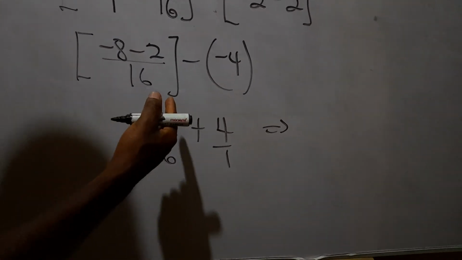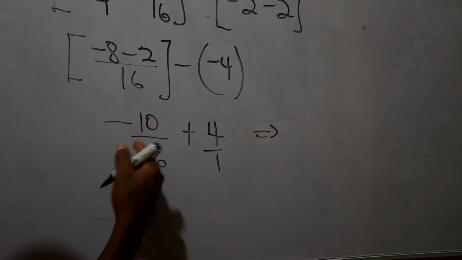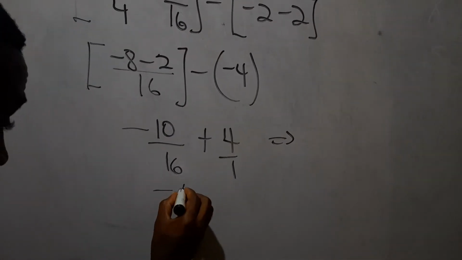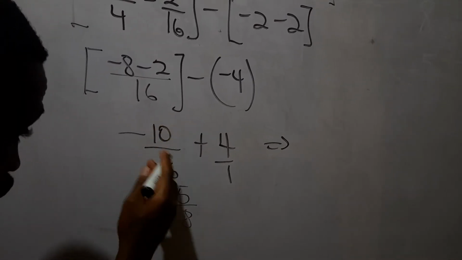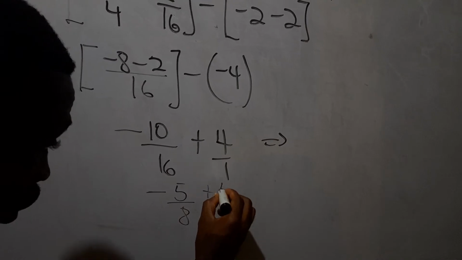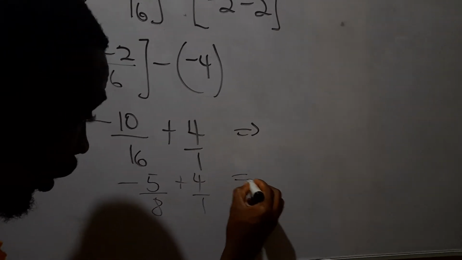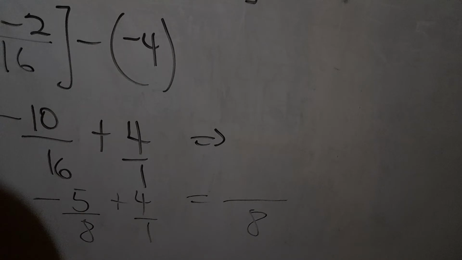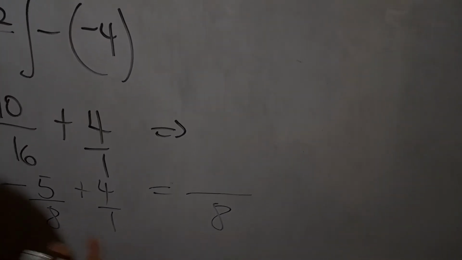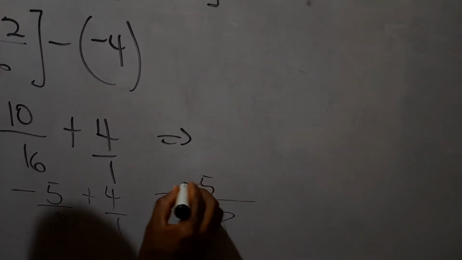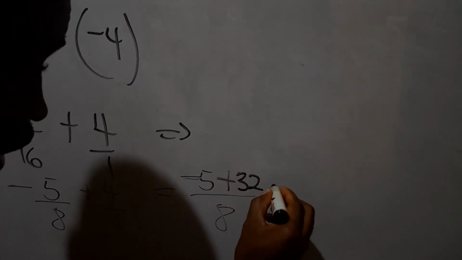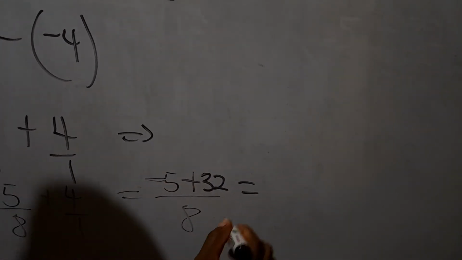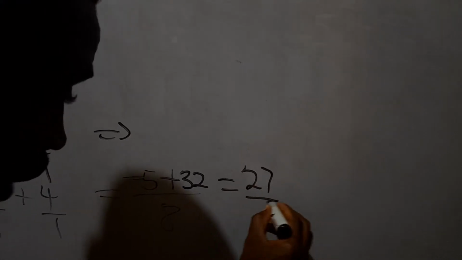So this negative 10 over 16 can be negative 5 over 8. That's dividing both the numerator and the denominator by 2, plus 4 over 1. The LCM is 8. 8 divided by 8 is 1 times negative 5 will still be negative 5. Then 8 divided by 1 is 8 times 4, that will be 32. Negative 5 plus 32 will be 27 out of 8.